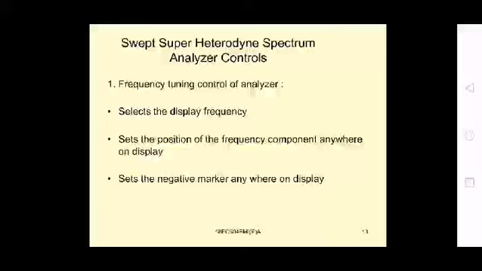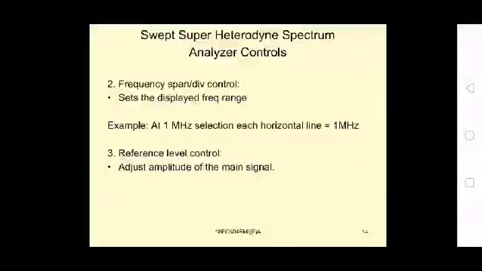The basic features of this swept super heterodyne spectrum analyzer: first, frequency tuning control for selecting the display frequency and setting the position of the frequency component anywhere on the display. Second, the frequency span per division control, which sets the displayed frequency range. Suppose you take 1 megahertz per division, then each horizontal division will be 1 megahertz. If you take 10 megahertz per division, then each horizontal division will be 10 megahertz. And the third control is the reference level control, which is used to adjust the amplitude of the main signal.